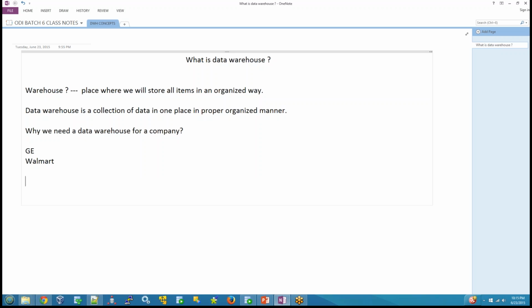Walmart has different products. If it has milk products from one seller and other dairy farms from another seller, it should have the data of all these dairy farms in one place. Exactly. Walmart has different products in different locations, different countries or different states, and different stores. They have the information on different products, different locations and different stores.